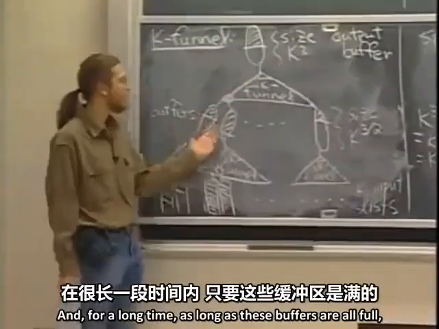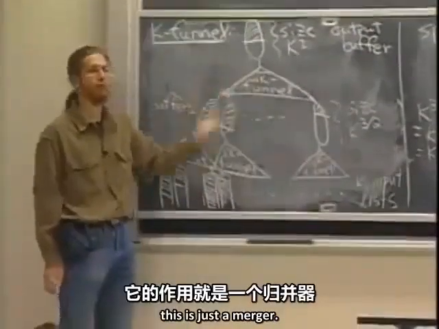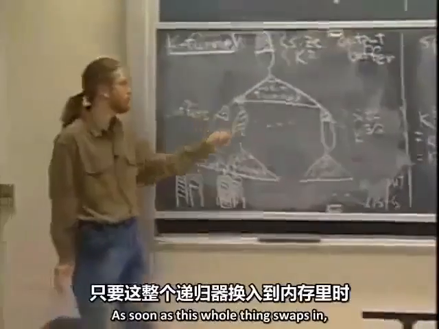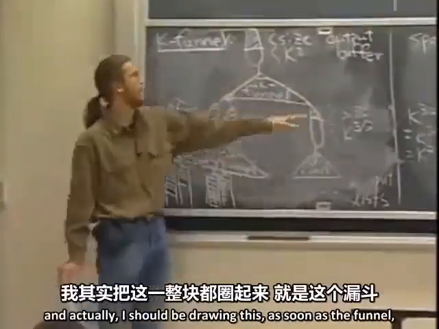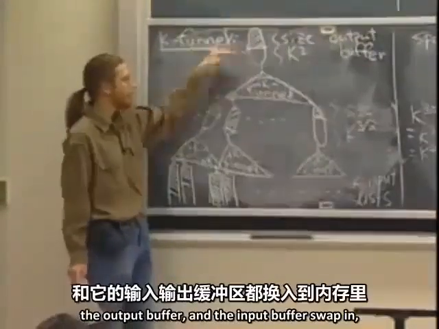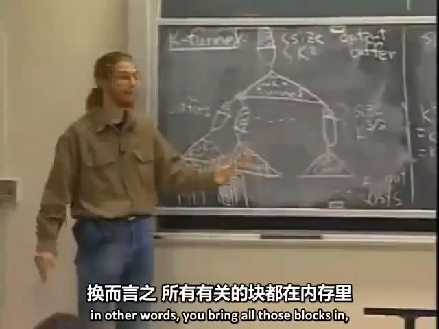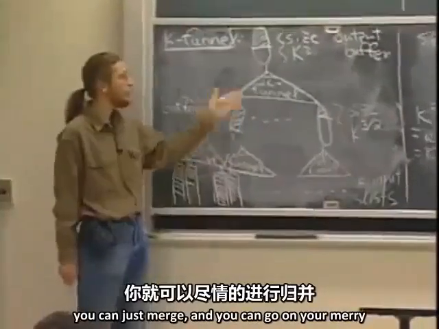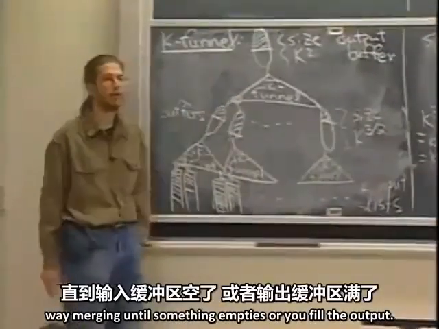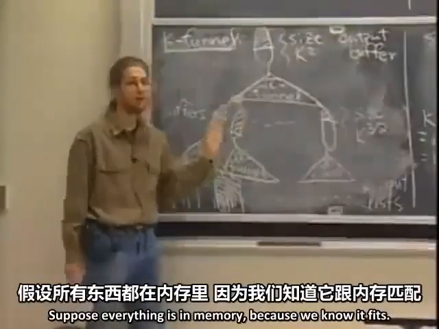And for a long time, as long as these buffers are all full, this is just a merger. It's doing something recursively, but we don't really care. As soon as the funnel, the output buffer, and the input buffer swap in, in other words, you bring all those blocks in, you can just merge, and you can go on your merry way merging until something empties or you fill the output. So let's analyze that. Suppose everything is in memory, because we know it fits.